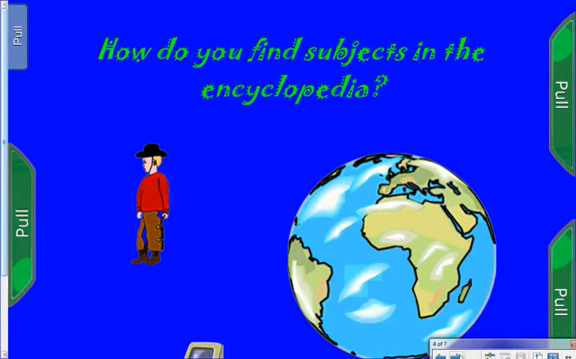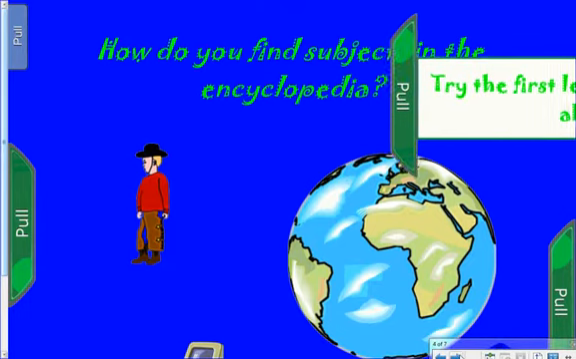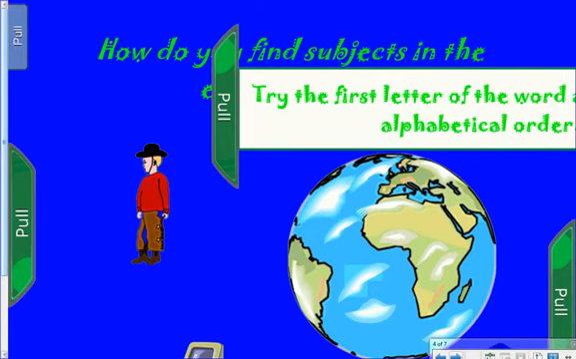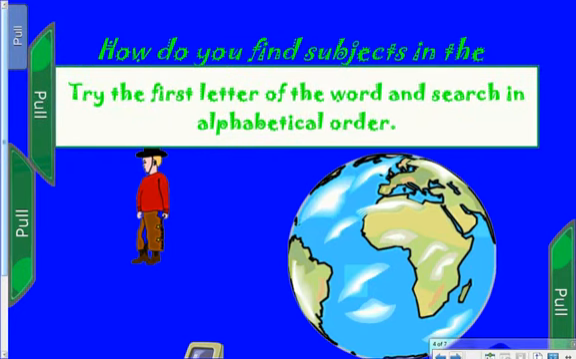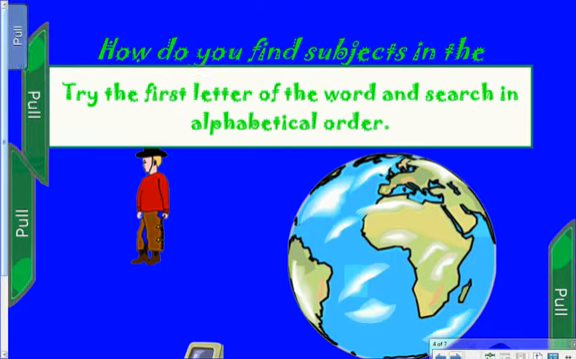All right, so how do you find subjects in the encyclopedia? I want to look for different subjects in the encyclopedia. Well, the first thing I'm going to do is try the first letter of the word and search in alphabetical order. That's the first thing I'm going to do.